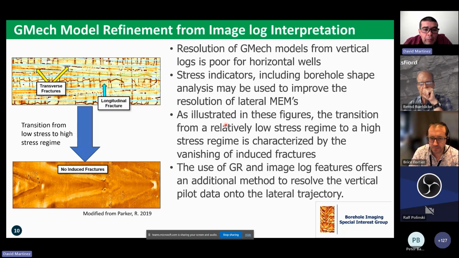So using the gamma ray and all this information from the horizontal logs, you can refine the vertical model and basically find more points along the borehole. And now you are able to design your trajectory in a way that it avoids a situation of high risk for these two issues to be generated.